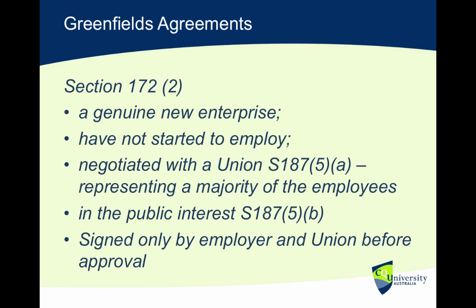The employer has to have not started to employ yet, so no one's employed at this stage. It has to be negotiated with a union that's likely to represent a majority of the employees. That's 187.5a. And when the Fair Work Commission looks at it, it has to decide that it's probably in the public interest to approve that Greenfield Agreement.